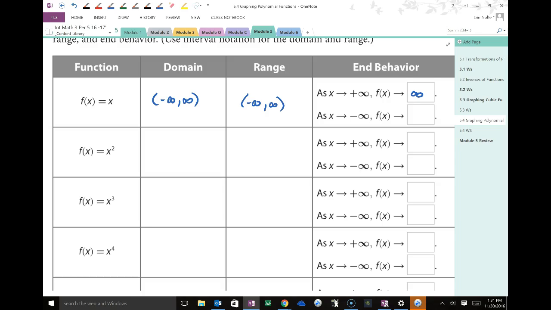As x approaches negative infinity, so as we go far to the left, what is the y value doing? Going down to what value? To negative infinity.